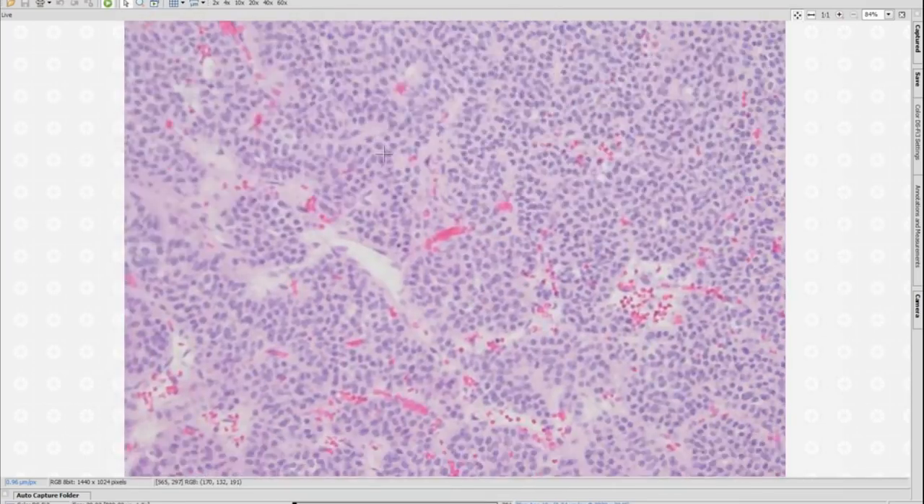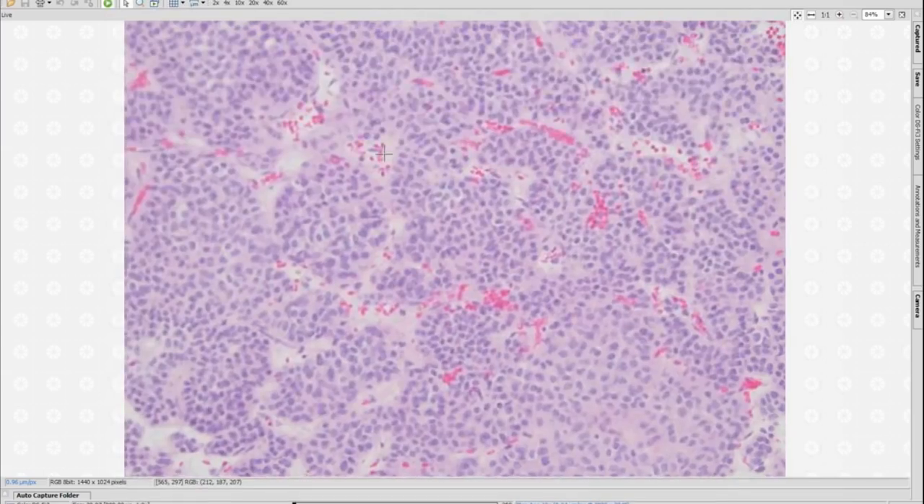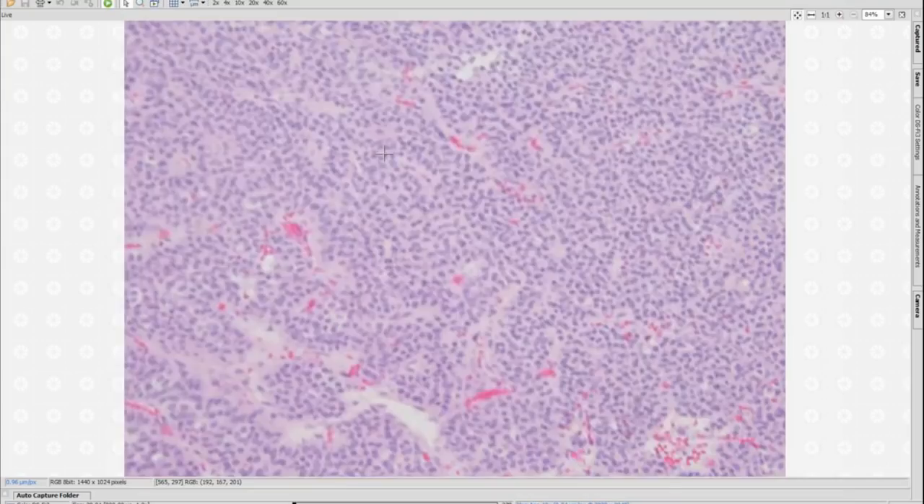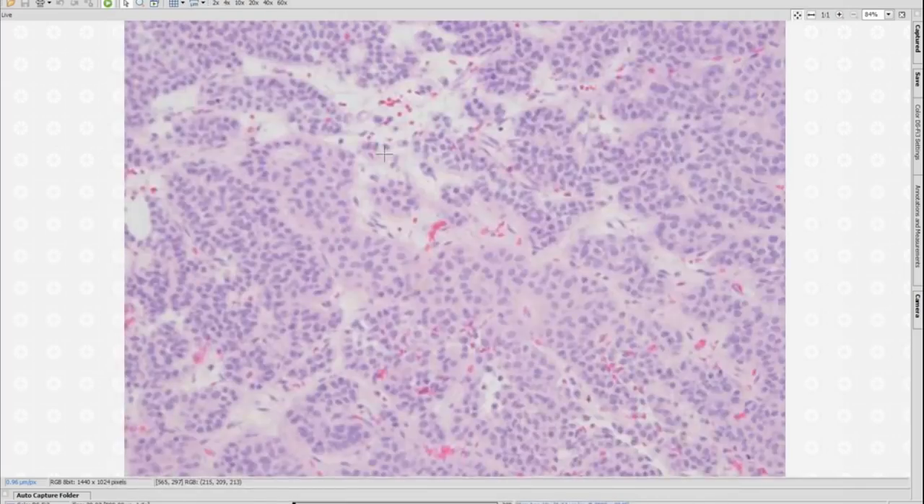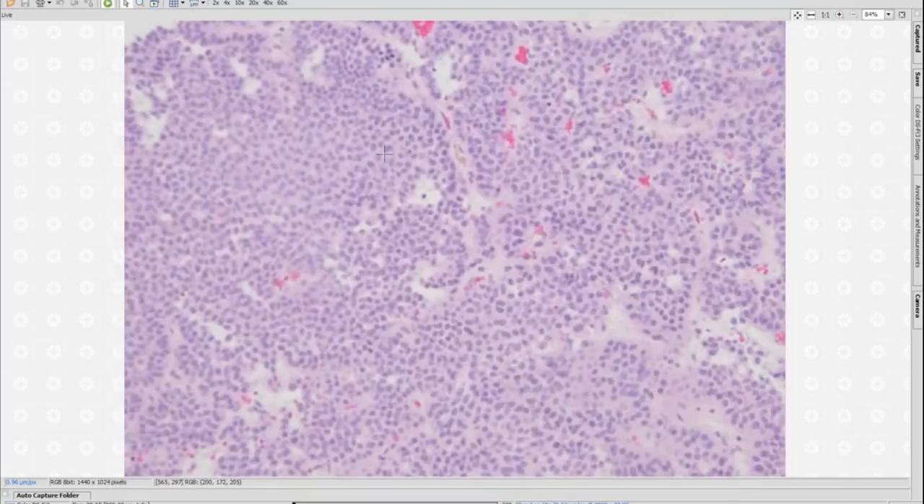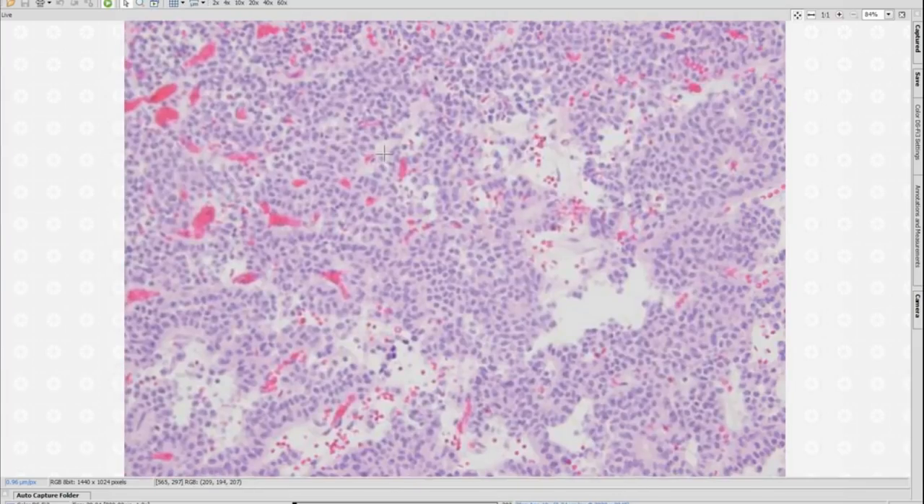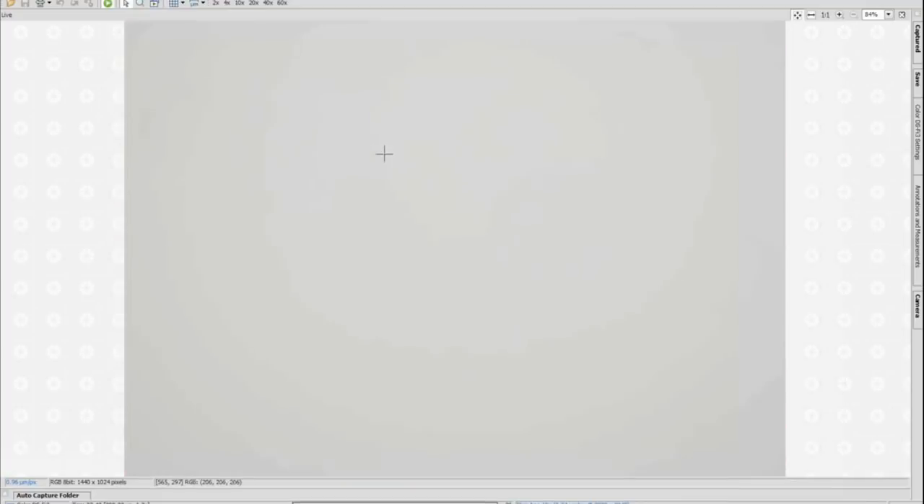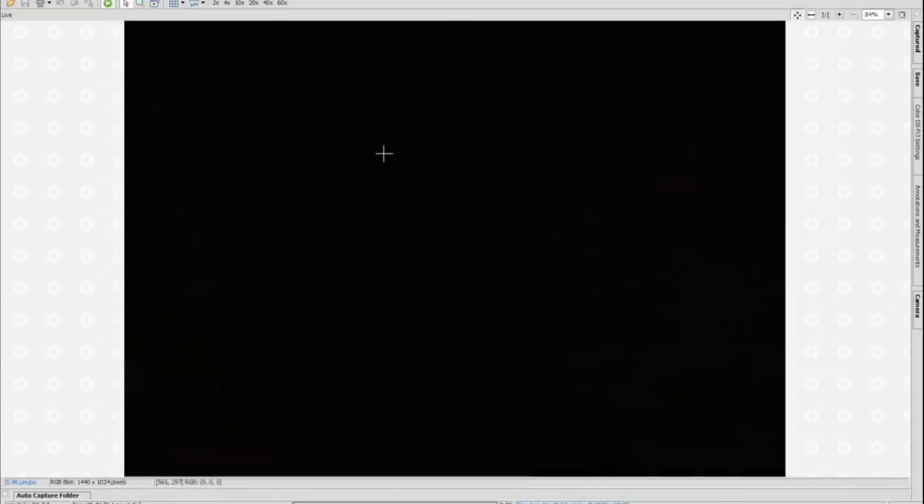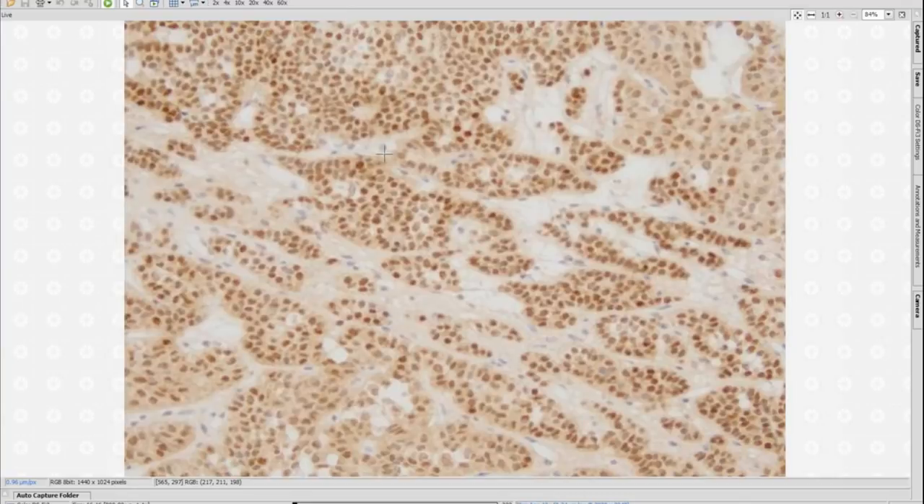Here you also have a suggestion of perivascular pseudorosettes, which you can see sometimes in some of the adenomas, not to be mistaken for an ependymoma. And we did some stains, and this is SF1. And SF1 is a very useful stain.